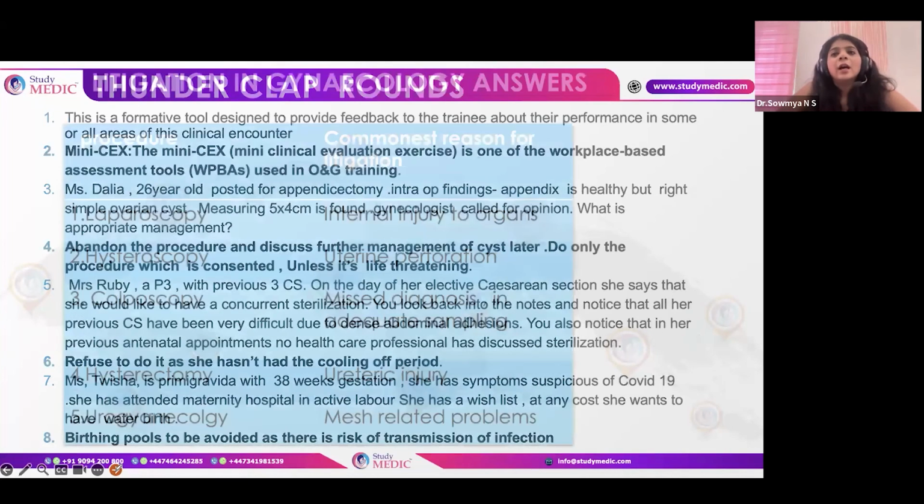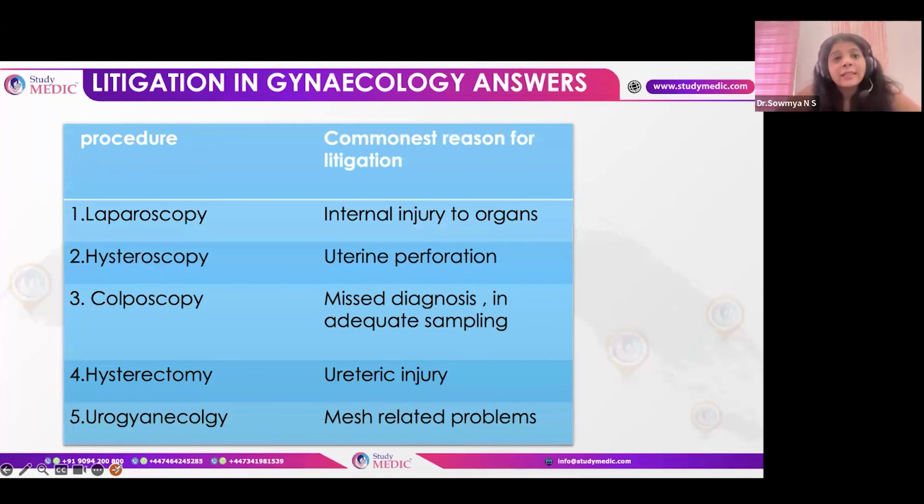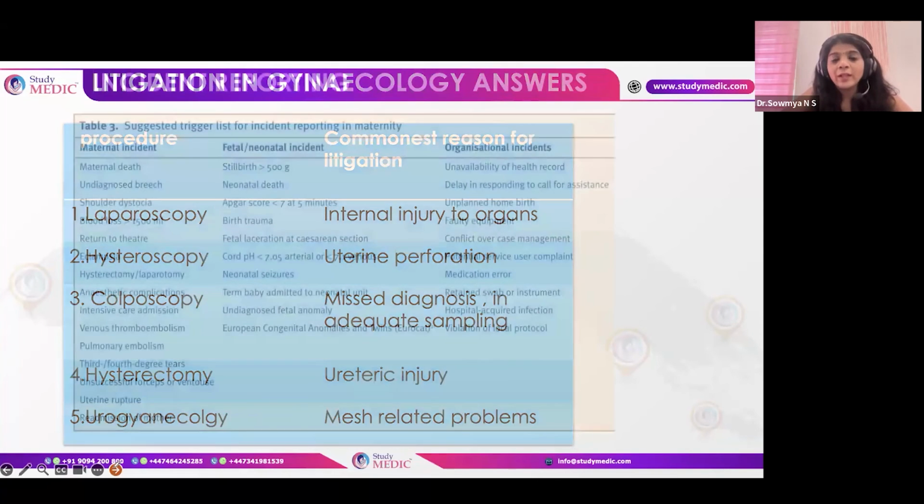Okay. And a few litigations. Common litigations in gynecology: laparoscopy, internal injury; hysteroscopy, perforation; colposcopy, misdiagnosis and inadequate sampling, very common; hysterectomy, ureteric injury; urogynecology, mesh-related problems. So these are quite common ones.